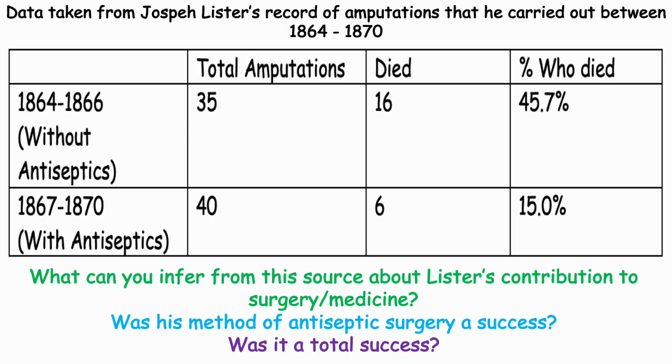Data taken from Joseph Lister's record of amputations that he carried out between 1864 to 1870. In 1864 to 1866, without antiseptics, total amputations was 35. 16 of them died. That's 45.7%. Between 1867 and 1870, with antiseptics, we had 40 total amputations. Only 6 of them died.